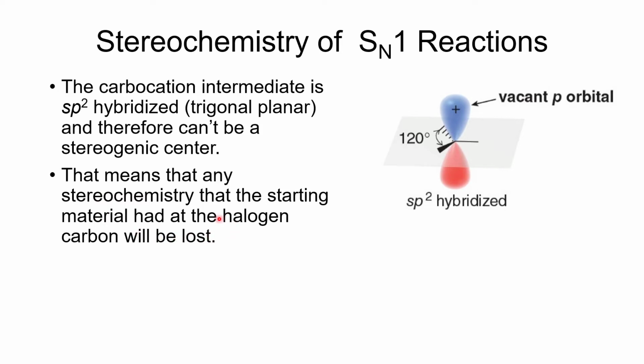Now, any stereochemistry at other carbons is going to be retained because it only affects that one carbon. So if you had another stereogenic center somewhere else, then that would not affect the stereochemistry there. We'll see an example of that here in a bit.